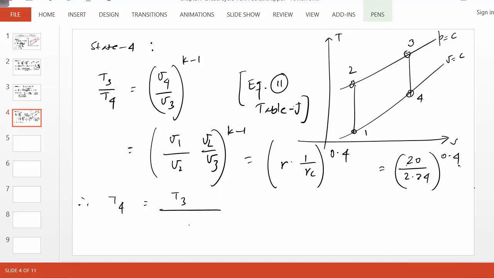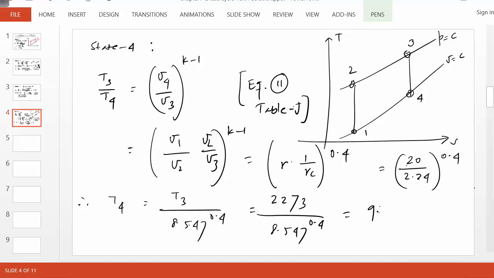And if we calculate that, it is 8.547 to the 0.4. So we know T3 is 2273. So therefore T4 can be obtained as 963 Kelvin. The states have been calculated.